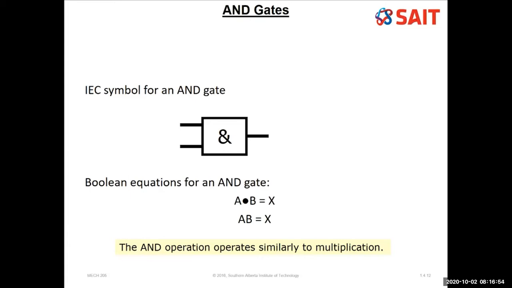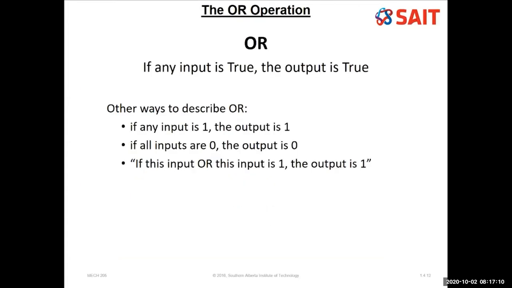Or we can just skip it altogether, and if I have 2 inputs stuck together, I read it as A and B equals X. So often similar to multiplication, because if I put zeros and ones on those inputs, I can multiply them together to get the output. So this is just for this AND symbol.